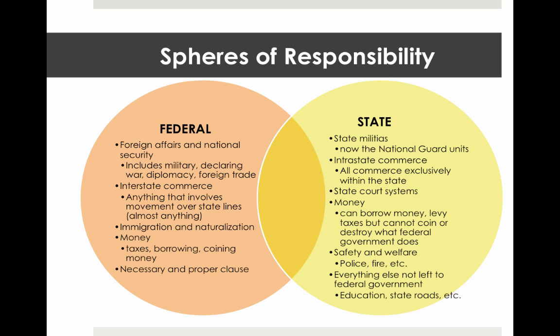Generally speaking, we can think of these spheres of responsibility in terms of what the federal and state governments do. I'm not going to focus so much on the federal side, which I do in many of my other classes, but on the state side. And the state side is a pretty robust set of responsibilities. State militias or National Guard units are controlled by the governor unless they are called into foreign service by the president.